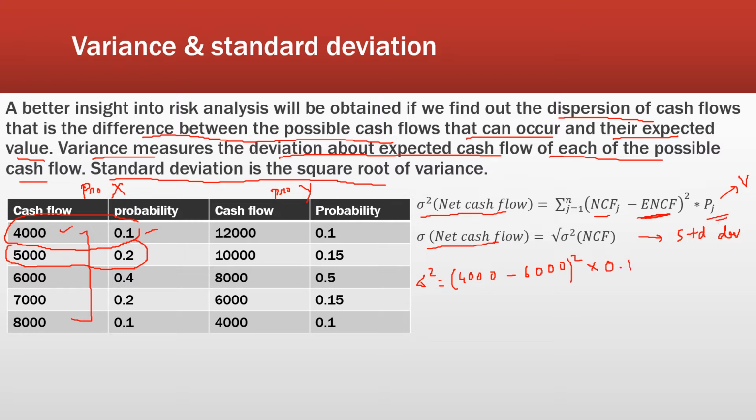This P J is for the time periods 1, 2, 3, 4, 5. There are 5 time periods, so that's why it says J equal to 1 to N. Since here there are 5 time periods, N will be 5. Next, pause the video and solve it on your own now. 5000 minus 6000 whole square multiplied by the probability. What is the probability here? 0.2, right?